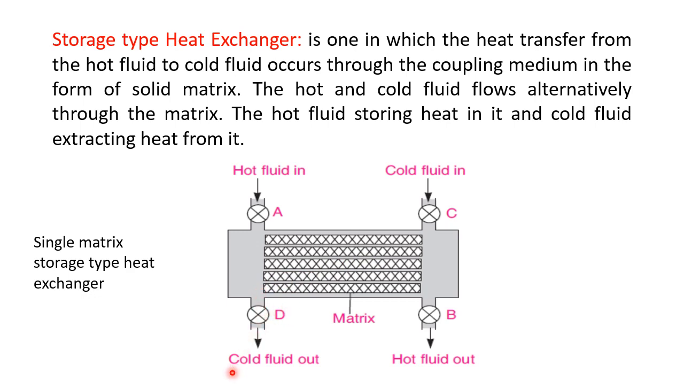It passes out through wall D. This process is again carried on for some time, and again both these walls are kept closed, and we open the two walls A and B. So this process continues, where heat exchange takes place from the hot fluid to the cold fluid, heat is stored up in the matrix material, and that stored heat is extracted. For that purpose, it is called the storage type heat exchanger.